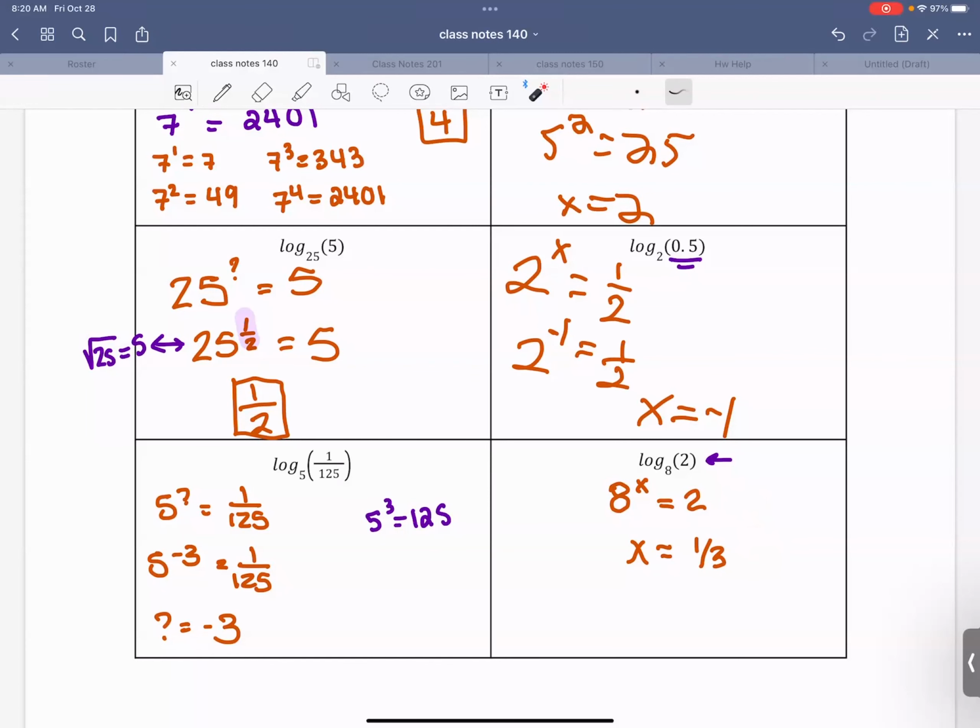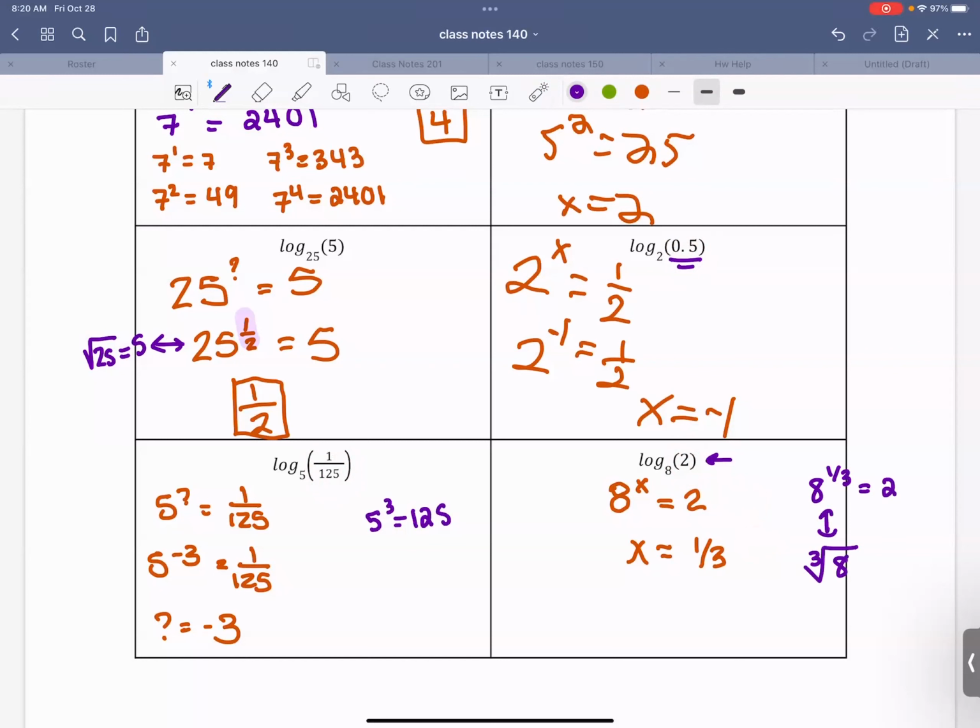Perfect. Allison was like, okay, 2 is lower than 8, and the thing inside the logarithm isn't a fraction like these ones. So that means I know the answer has to be some sort of fraction. Now, instead of writing 8 to the 1/3 equals 2, 8 to the 1/3 is literally the cube root of 8. Anytime we have a fraction in the exponent, it means a root.